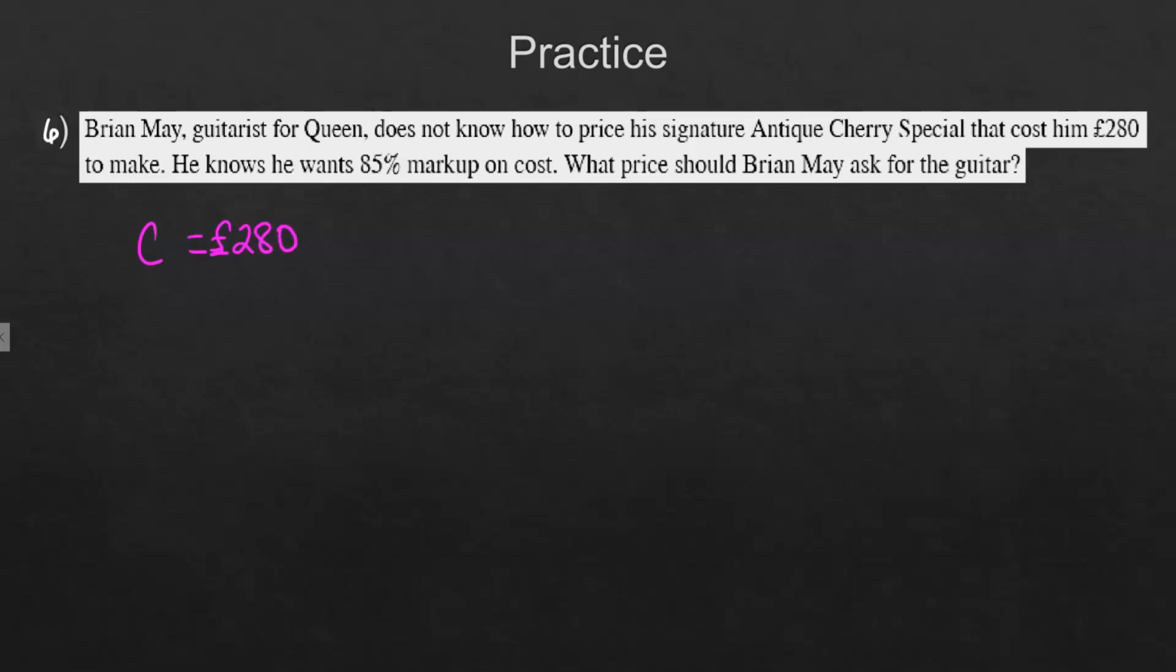The cost is 280 and the markup is on cost, so it's an 85% markup on cost. Okay, so we are looking for the selling price. So what is the selling price in this case? All right, so I'm going to use the formula. It's a formula that we write as an equation, right? So this is a formula, and then we put in the numbers and we solve an equation. In this case, it's going to be a fairly simple one.